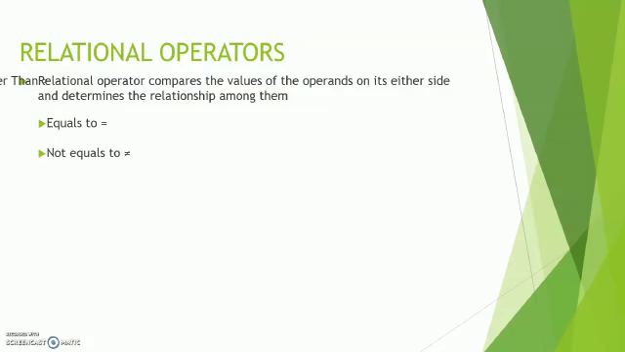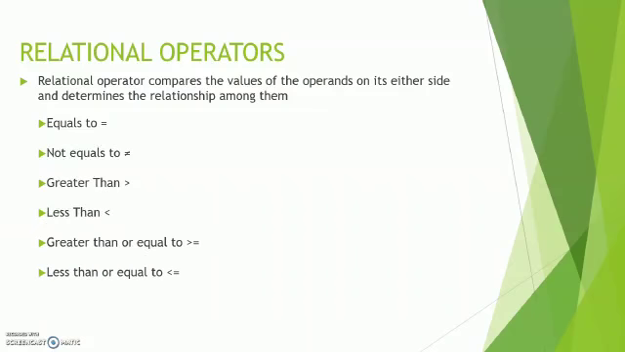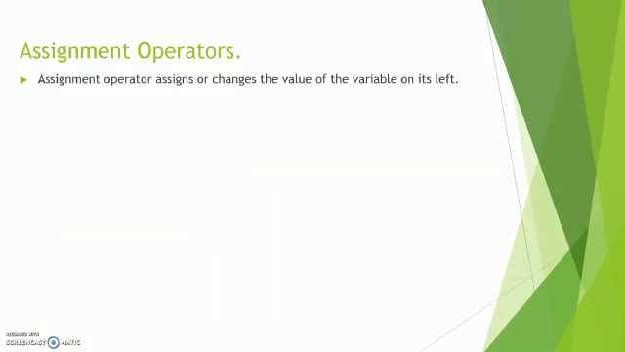So we have equals to, not equals to, greater than. When we have two numbers, we have 2, then the greater than sign, then 3. Then we have equal to, are they equal or not equal, are they greater than or less than, greater than or equal to, less than or equal to. These are relational operators.